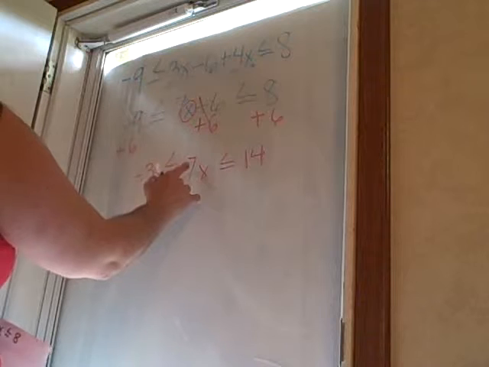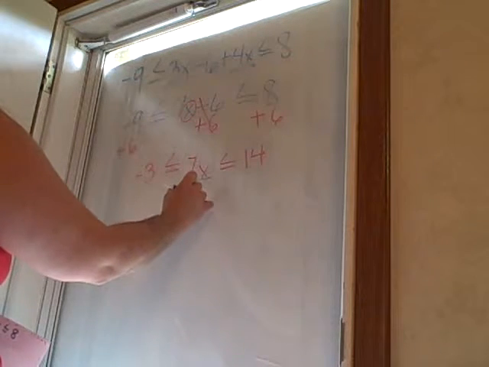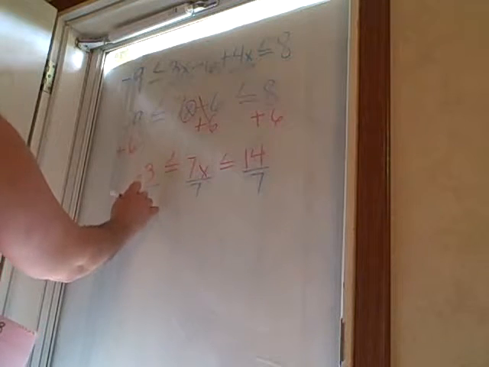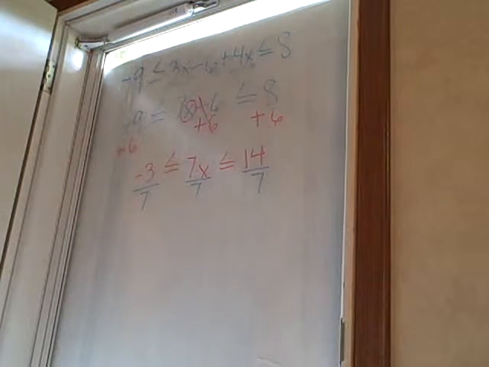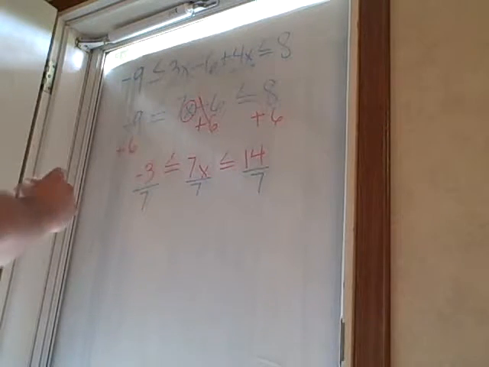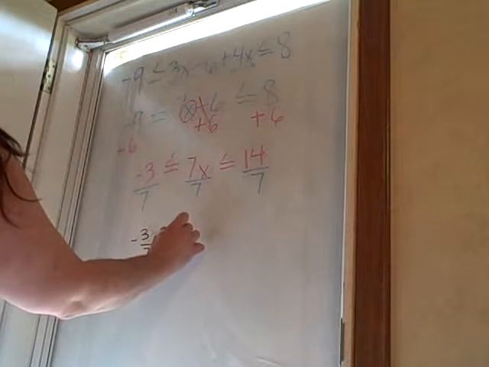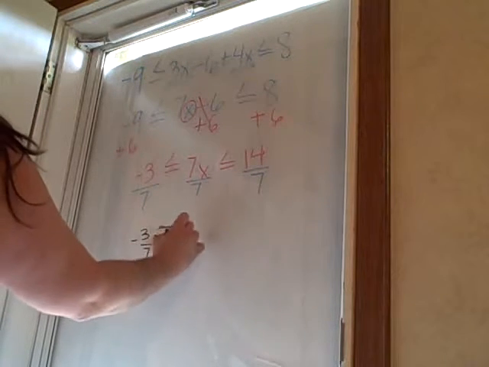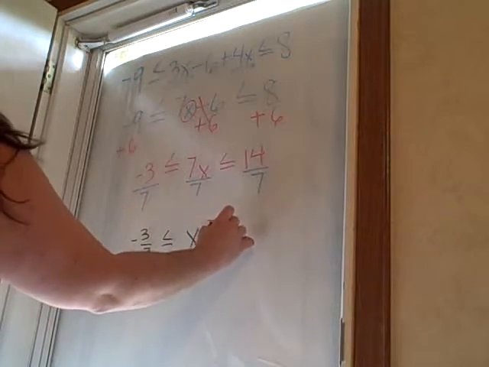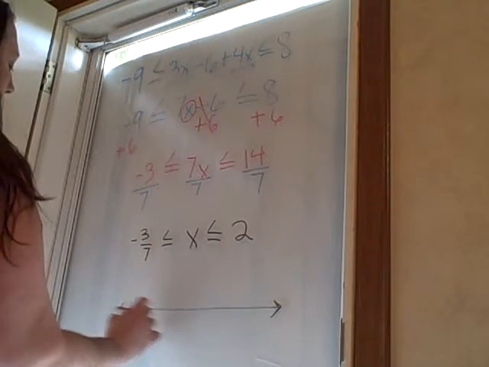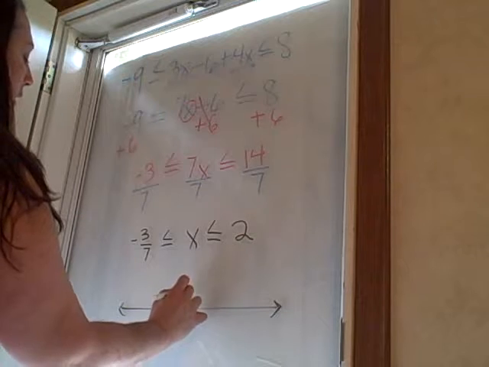Finishing this problem, I undo the multiplication by dividing by 7. I have to go over here and divide by 7, and over here and divide by 7. And I'm going to end up with a beautiful fraction. Negative 3 over 7 less than or equal to x less than or equal to 2. And we have to graph this thing. Isn't that fantastic? Let's go.